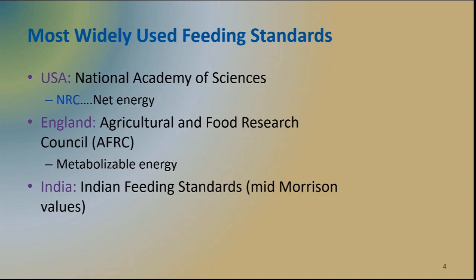In USA, there is a National Academy of Science, and they have their National Research Council. They established feeding standards for their own dairy animals on net energy basis. In England, there is AFRC, Agriculture and Food Research Council, for ruminants, particularly dairy. They have their feeding standards on metabolizable energy basis. Indian scientists also claim their own feeding standards, but in the majority of cases, those are the Morrison feeding values, and they consider the mid-Morrison values.